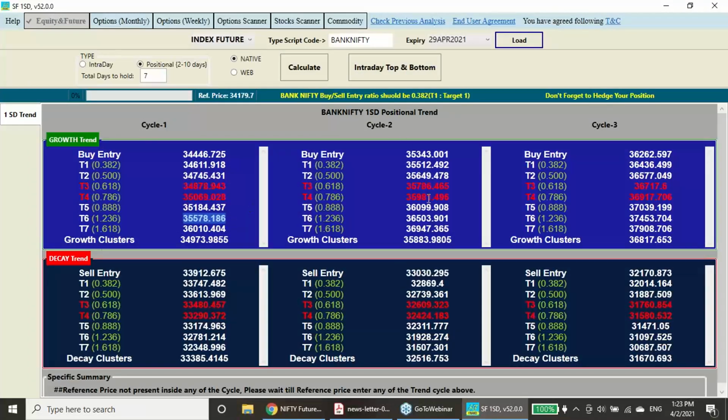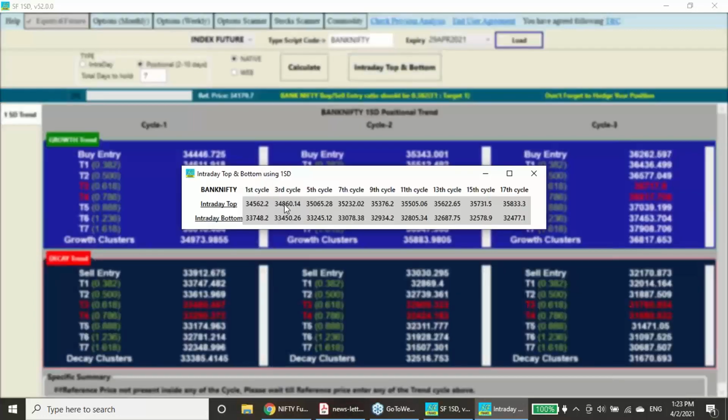Because in the second cycle, which is telling this level 35,786 to 981, if this level comes, then the second top can be formed. So you can trail the stop loss and still keep holding the positions. Once the second top comes, you can think of booking the profit.